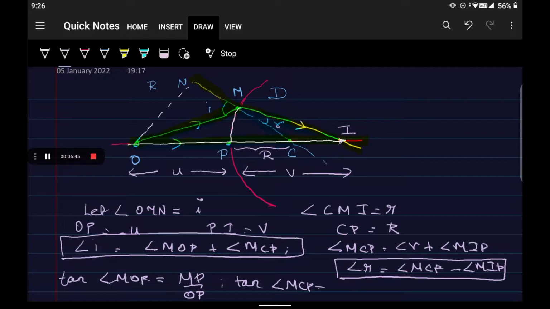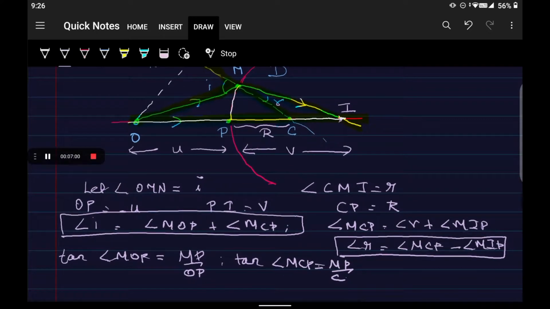Inside the triangle with angle MCP, again you apply the tangent, which is opposite side by adjacent side. You will get MP by CP. And again I take another triangle, tan of angle MIP. This is nothing but opposite side by adjacent side, so again you will get MP by IP.